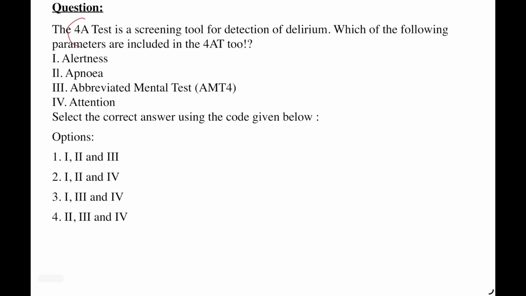Now the 4AT test is a screening tool for delirium. Which of the following parameters are included in the 4AT? This is a tool. Now the 4 A's are: one is alertness, second is attention.